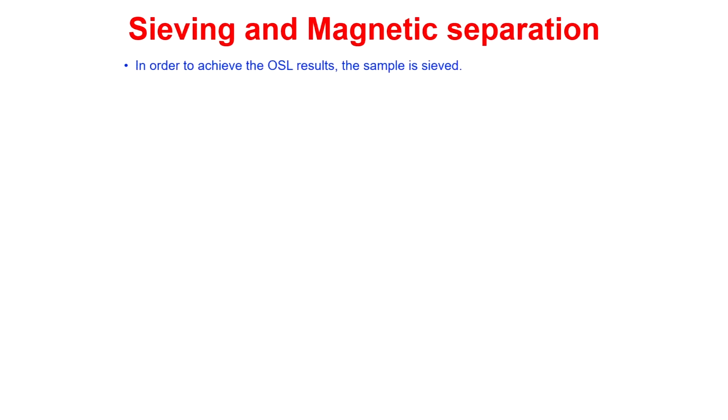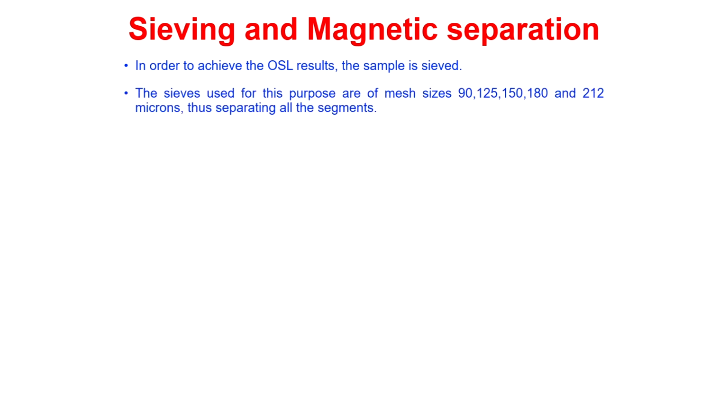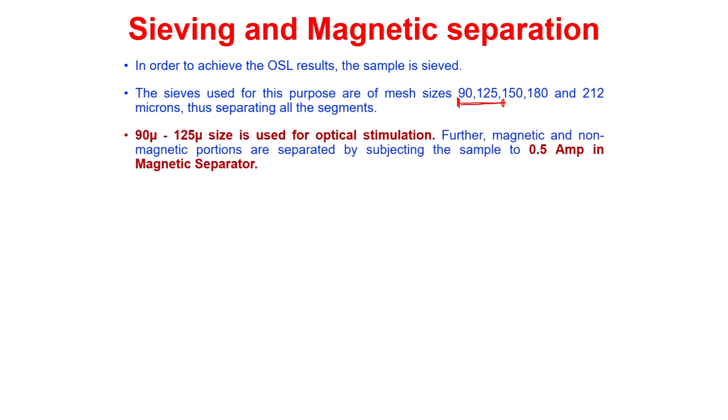Now, in order to have the quartz, basically we try to use sieves of 90, 125 and so on, in microns, so 90 to 125. And mostly what we do is take this range of the sediment sample available for dating and further separations. Okay. So the 90 to 125 micron size is used for optical stimulations, and for the magnetic separation.